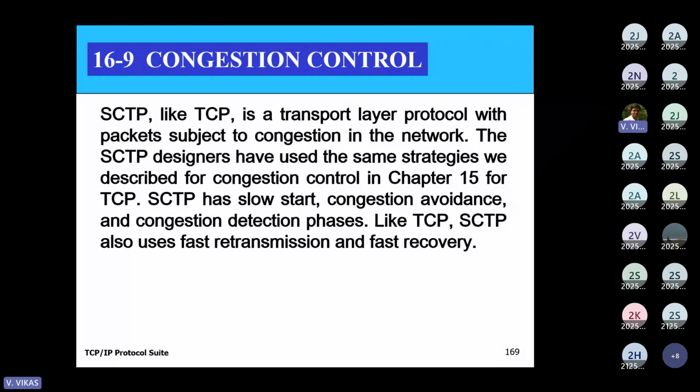Then how is congestion control handled in SCTP? In the transport layer, basically TCP used to take care of congestion. Even the same strategies we have seen with respect to TCP, in SCTP also we are following the same thing. Slow start will be there, congestion avoidance will be there, and congestion detection. When we detect congestion, then we are going to go with multiplicative decrease. Then like TCP, in SCTP also we have fast retransmission and fast recovery.